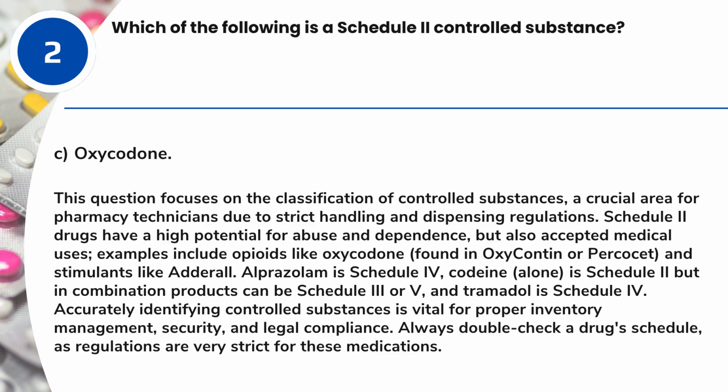Schedule II drugs have a high potential for abuse and dependence, but also accepted medical uses. Examples include opioids like oxycodone, found in OxyContin or Percocet, and stimulants like Adderall.